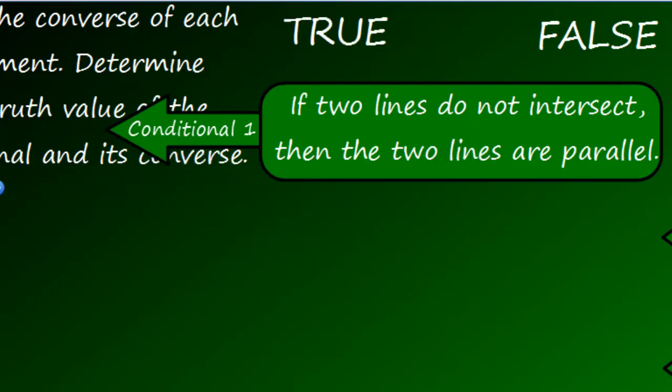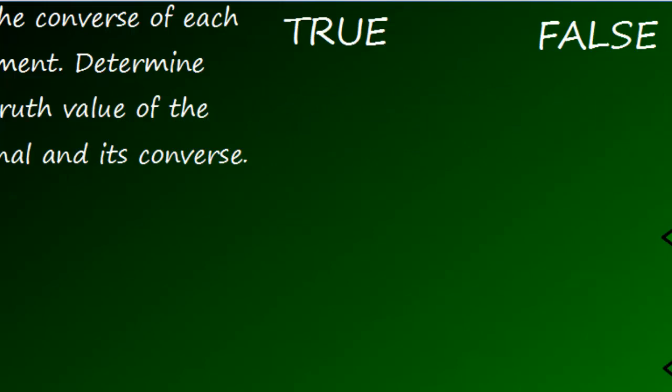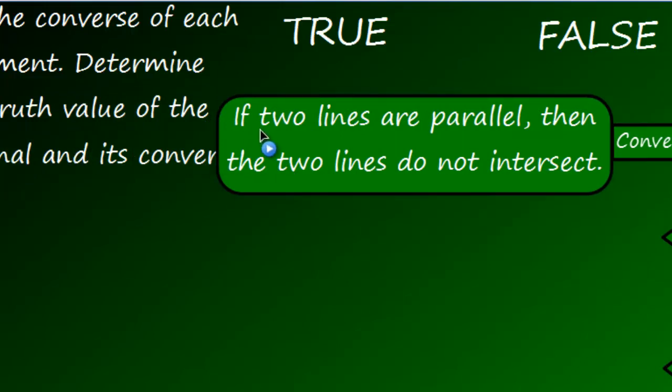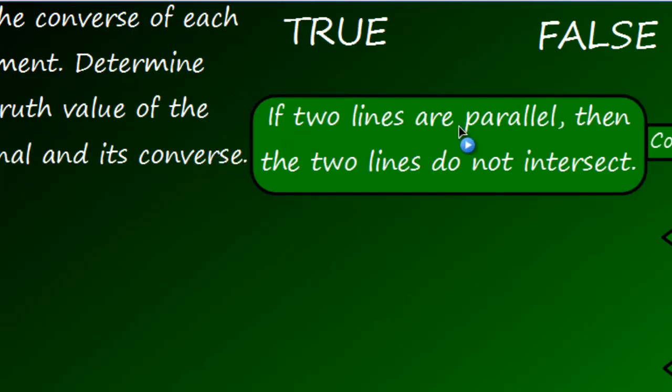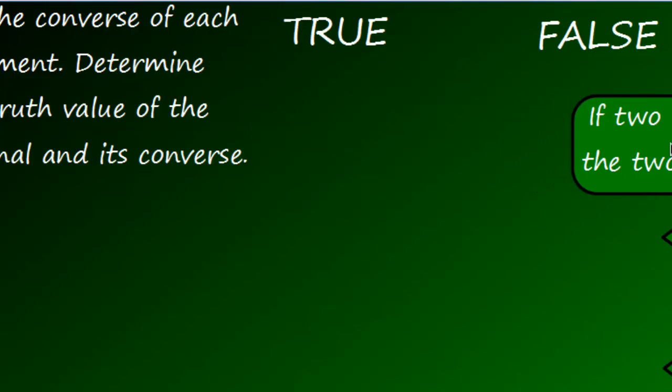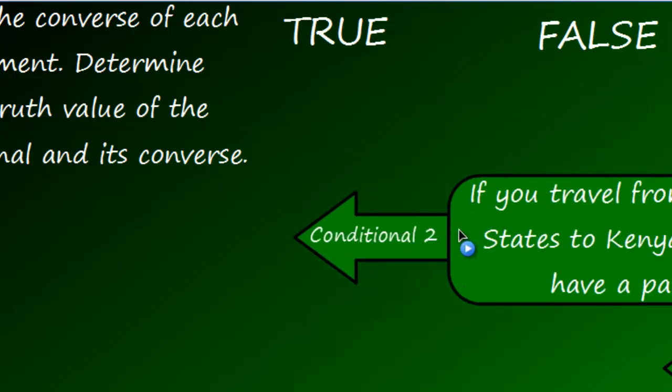However, if we take a look at the converse of this very same expression, where we switch the hypothesis and the conclusion, we say if two lines are parallel, then the two lines do not intersect. That switched the hypothesis with the conclusion. And in that case, the converse is true, because if two lines are parallel, then they do not intersect. So here was a case where the conditional was false, but its converse was true, so the truth value was different than with the original. Let's take a look at another one.